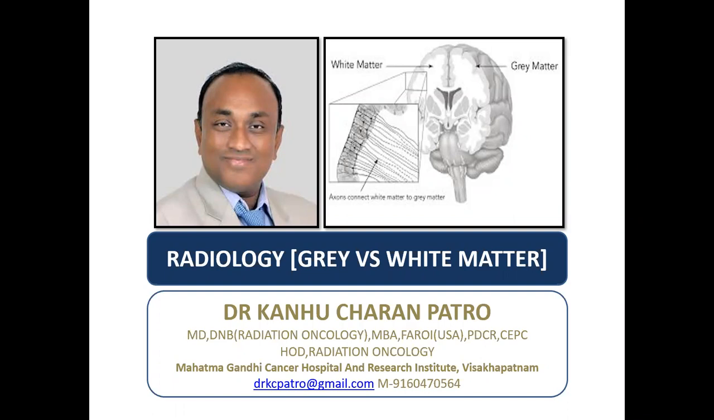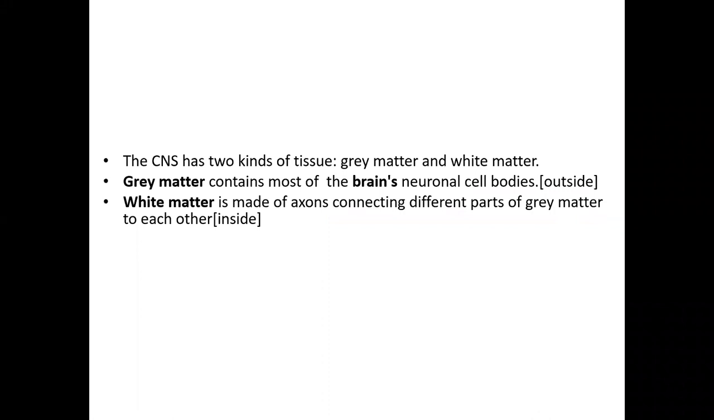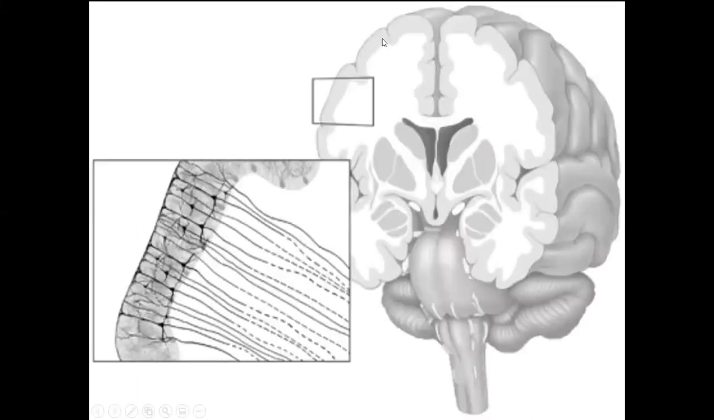Today, I am going to talk about the gray and white matter of the brain and how it looks in the MRI and in CT. There are two kinds of tissue: one is the gray matter, another is the white matter in the brain. Gray matter contains most of the brain's nuclei and neuronal cell bodies, and that is outside. White matter is made up of axons connecting different parts of gray matter to each other, inside. So this is gray matter, outside, and white matter, inside. You can see inside white matter, outside gray matter. The nuclei are situated in the gray matter, and in the white matter are the neuronal tracts, the neuronal connections.